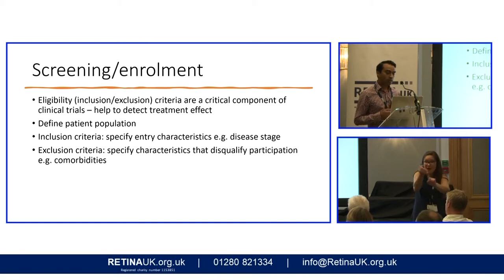Inclusion criteria specify the entry characteristics for a particular study. So that might be participant age, what the disease is, what the disease stage is. And exclusion criteria specify characteristics that disqualify a potential participant. For example, that might be any other associated ocular diseases in addition to the disease that's being investigated.